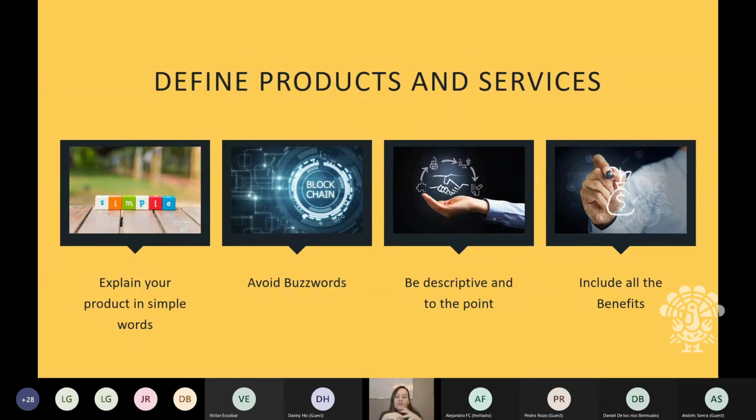So to define your product or service for Canada, as in the examples that I have given you so far, you need to explain your company and your product in simple words. You need to be very succinct. As we said before, we don't like the fluffy story. Canadians are more to the point and fact oriented.